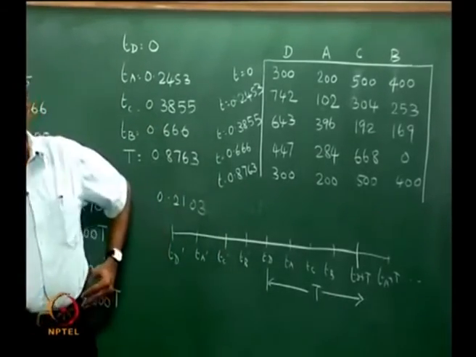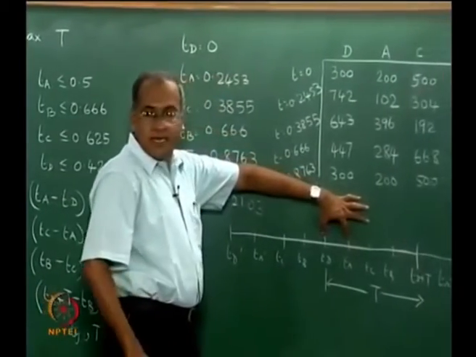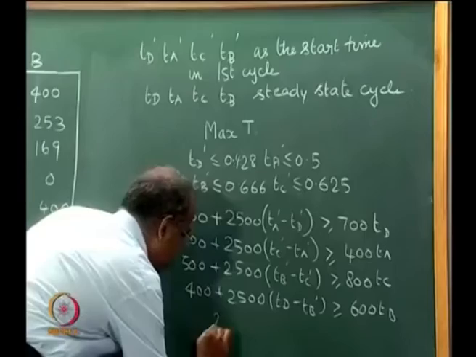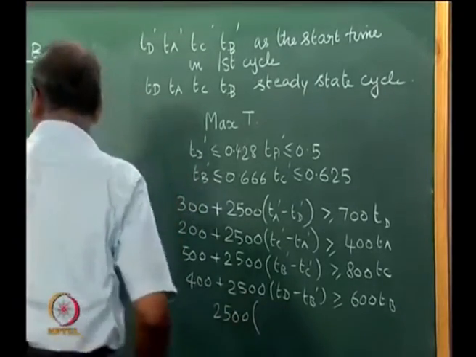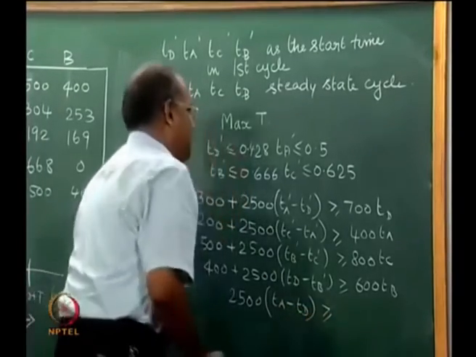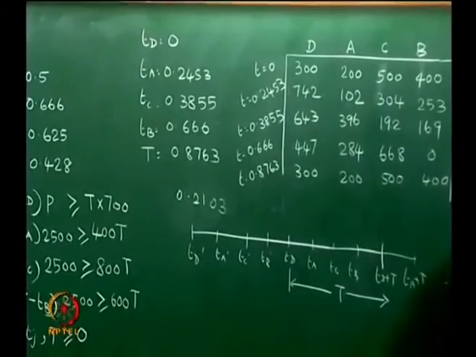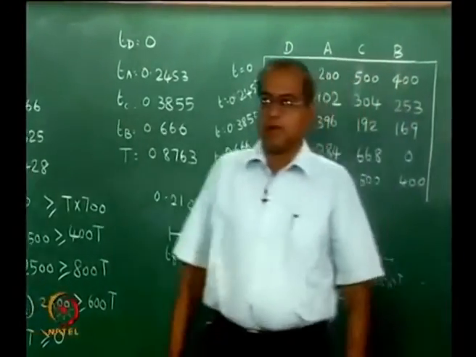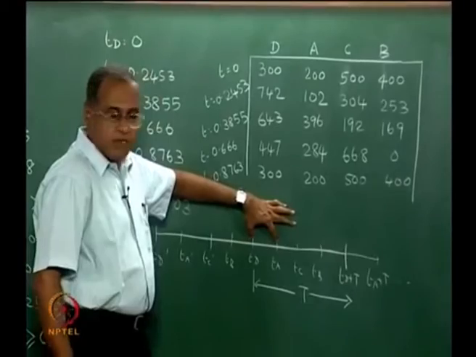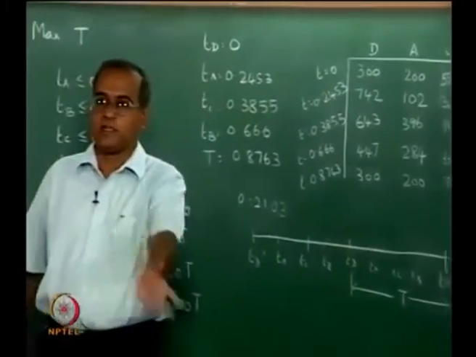Plus now I go back and write the steady state cycle equations. Now, this is the period where I produce item D at steady state. So, now I go back to 2500 into TA minus TD is greater than or equal to 700 into T, because now at steady state when I start making this item, this is the production, this is the demand period. So, production should be greater than or equal to the demand.